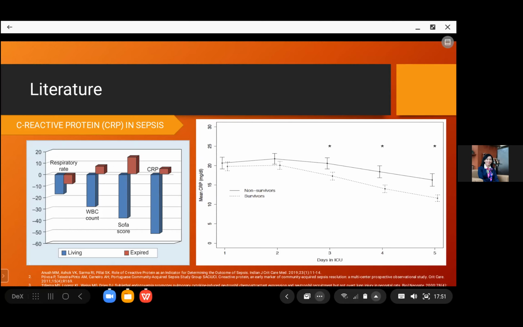The percentage drop of mean CRP in the living group was higher compared to the other variables, such as respiratory rate, white blood cell, and SOFA score. And in the other picture, we can see that during the first 5 ICU days, the means of CRP for survival patients are lower than non-survival patients.